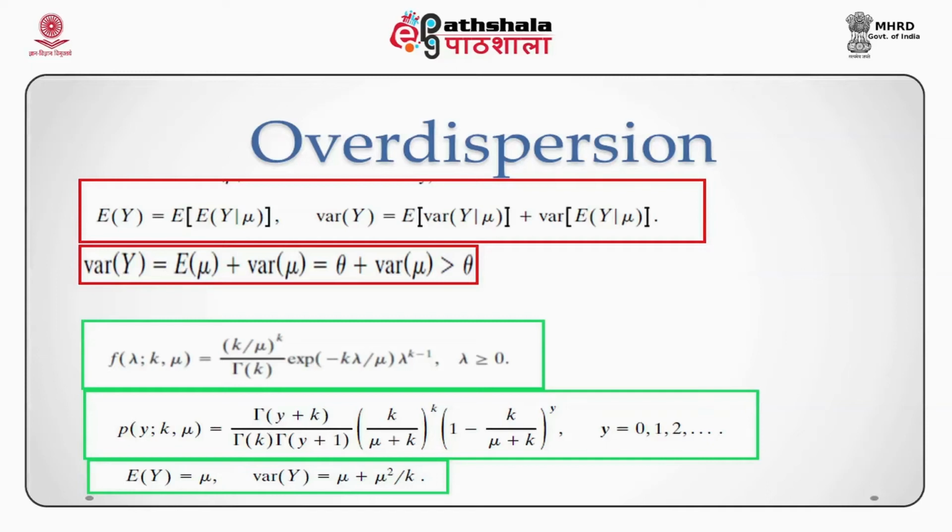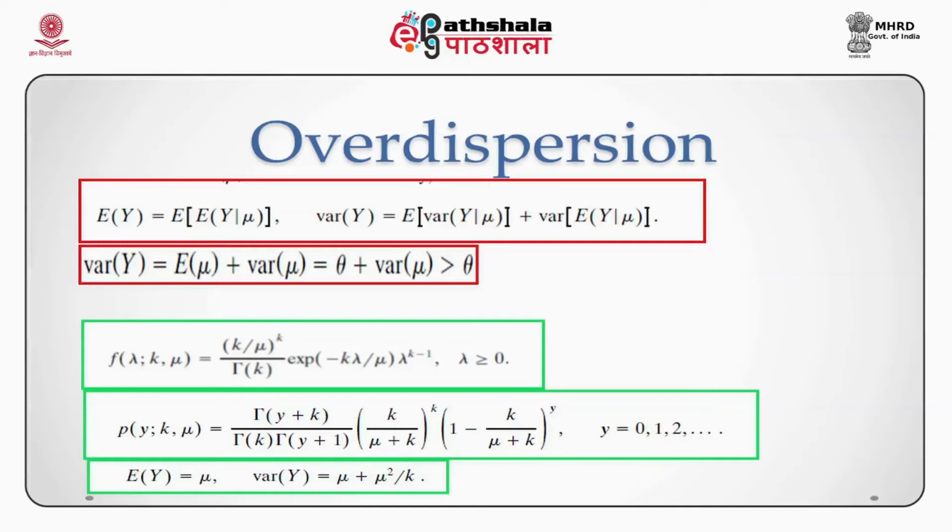The second relates to the case where we have a count, but the rate parameter for the count itself is not a fixed parameter but has a random distribution across the population, which is specified by the gamma distribution. So here we have f(lambda | k, mu) equal to (k/mu)^k / Gamma(k) times exp(-k lambda / mu) times lambda^(k-1), for lambda greater than or equal to 0. So lambda here is the rate parameter, and it has a gamma distribution with parameters k and mu.